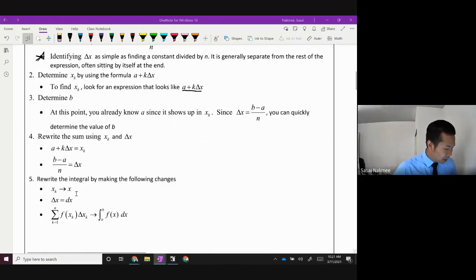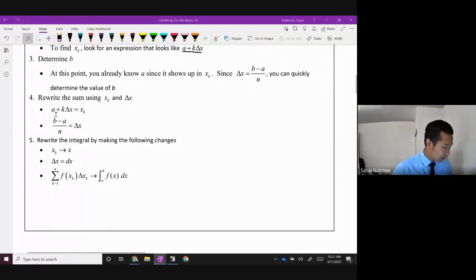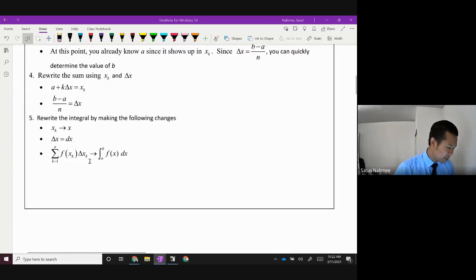Rewrite the sum using x sub k and delta x. So a plus k delta x is equal to x of k. B minus a over n is equal to delta x. Rewrite the integral by making the following changes: x sub k as an x function, delta x as a dx. This summation from k equals 1 to n turns into an integral of f of x dx.